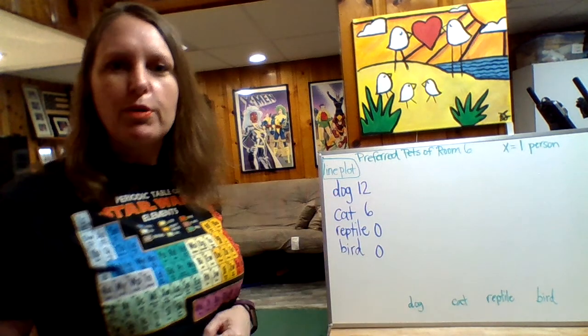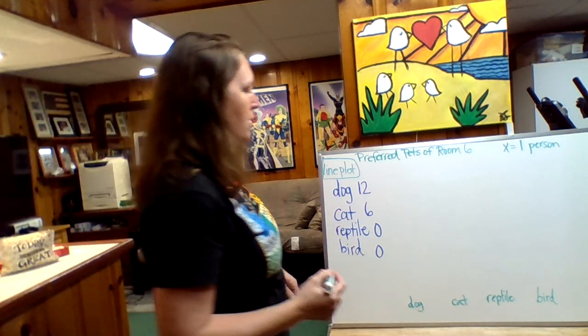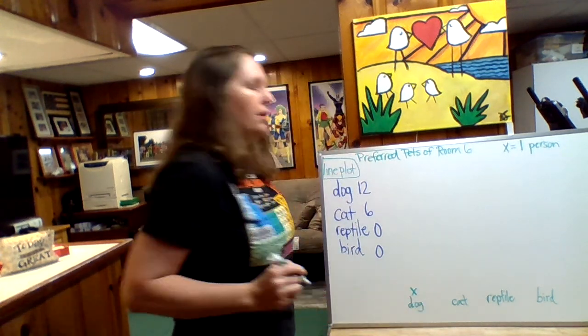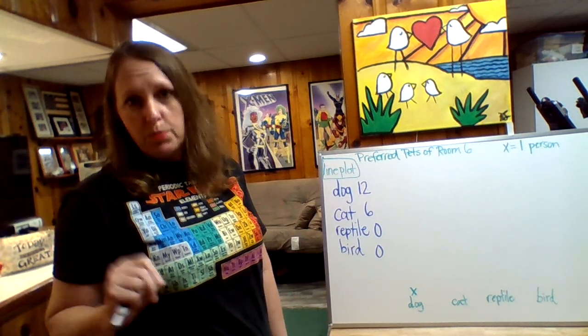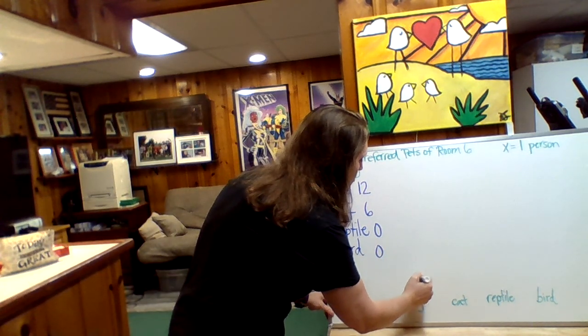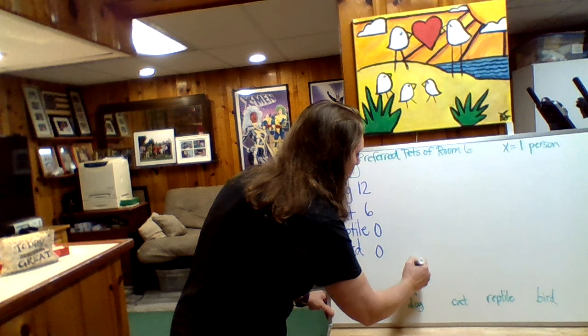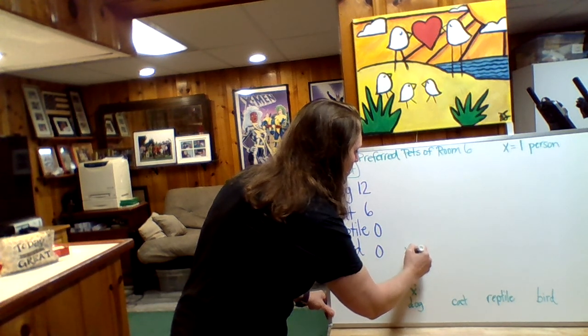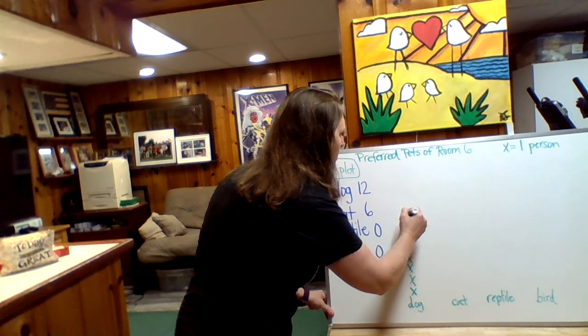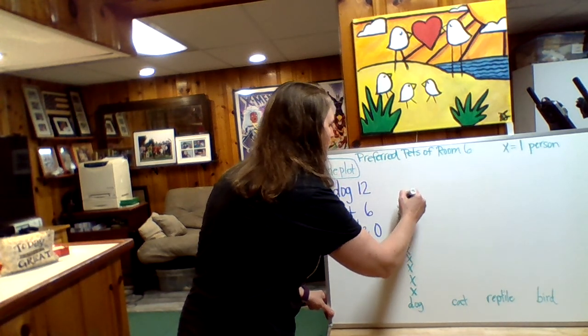We had 12 people choose dog. So starting at the bottom, I'm recording 1X for the first person who said, hey, I want a dog. 2, 3, 4, 5, 6, 7, 8, 9, 10, 11, and 12.